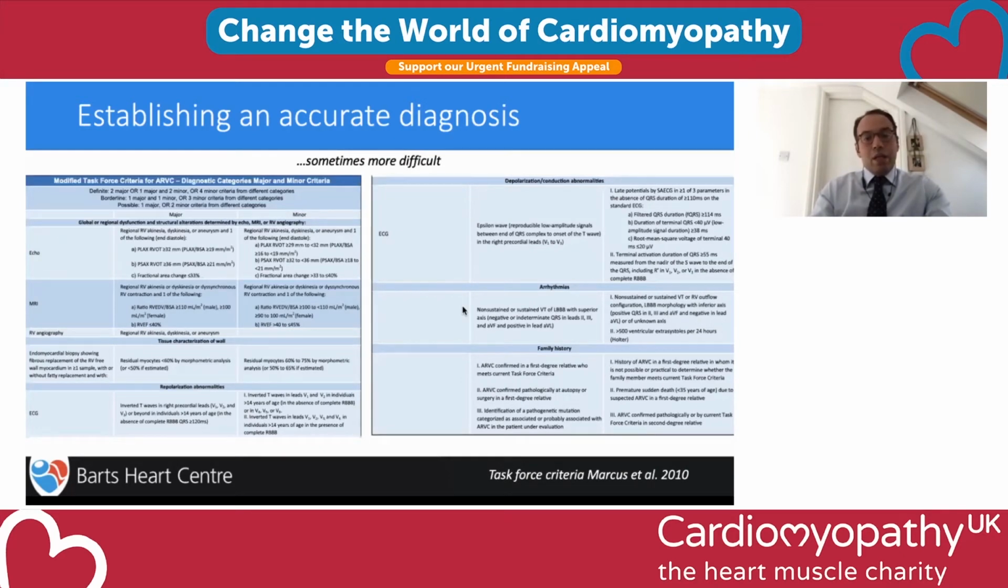And here are the task force criteria that a panel of experts sat down and put together from different studies before. These criteria are used to establish a diagnosis of arrhythmogenic cardiomyopathy in individuals. You can see there are major and minor criteria. There are six different categories that we actually need to gather points from.